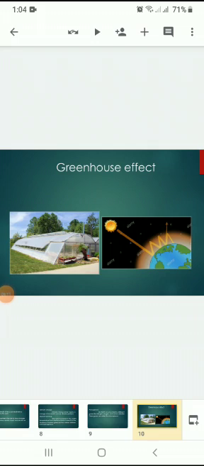Dear students, let's discuss the greenhouse effect. Do you know what a greenhouse is? It is also called a glass house, a shed-like building in which plants are grown. You can see the picture of a greenhouse. A greenhouse is made of glass. It has glass walls and a glass roof. It is used to grow and to protect plants from cold weather, such as flowers and vegetables.